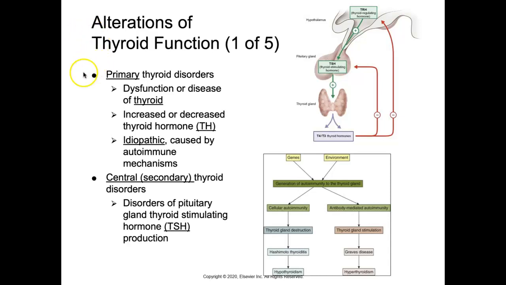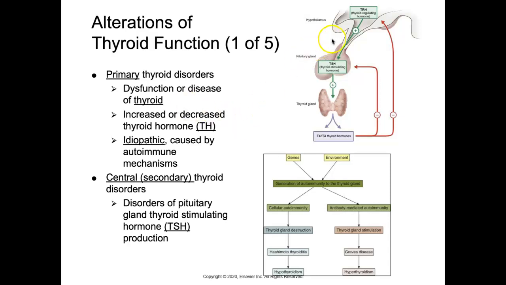And we'll first talk about the differences between primary and central or secondary disorders. So when we talk about the primary ones, it means we have a dysfunction or disease of our thyroid, and it's going to lead to an increase or decrease in our thyroid hormone.